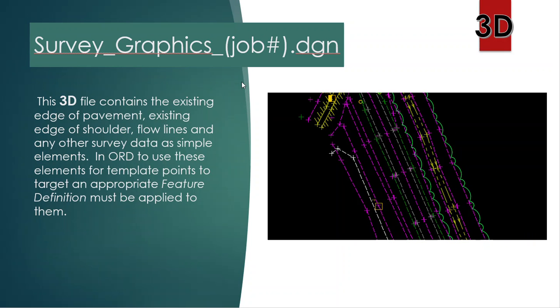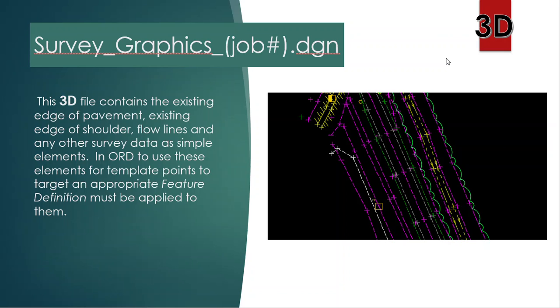Survey graphics is the other file that survey should be giving you. So you'll get a surface file that is your terrain, and then you'll get a file that is a 3D file, and it will contain all the existing edge of pavement, shoulders, flow lines, any other data as simple elements. Now, in ORD, to use these elements for template points to target, an appropriate feature definition must be applied to them. And we've been showing that as we've gone around to the districts showing OpenRoads Designer: if you want to use the edge of pavement, you will have to give it a real edge of pavement that's in design and not use the survey stuff. They kind of broke that when we went to ORD.